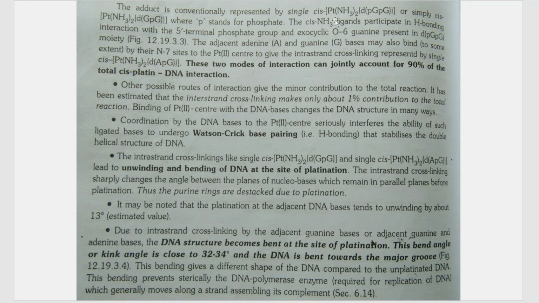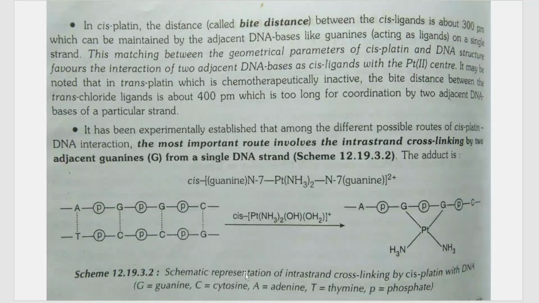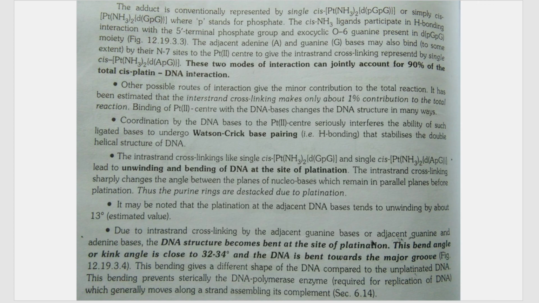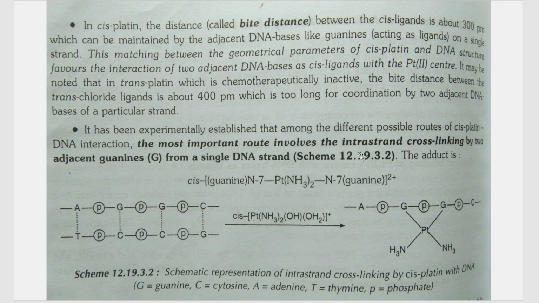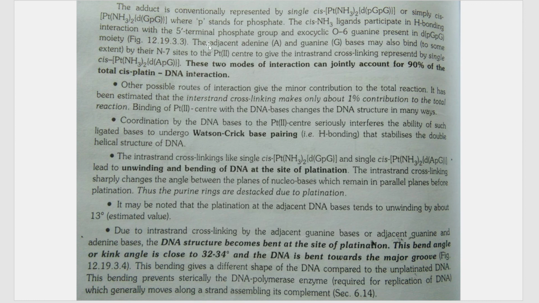And there is NH3 groups, correct? Can you see this? There are NH3 groups here. These groups, they are not simply present, they are involved in hydrogen bonding. So they're telling us that these NH3 ligands participate in hydrogen interaction or hydrogen bonding with the terminal phosphate groups and exocyclic guanine. That is, you can see there is guanine also present here. So the exocyclic guanine forms hydrogen bonding with those groups.